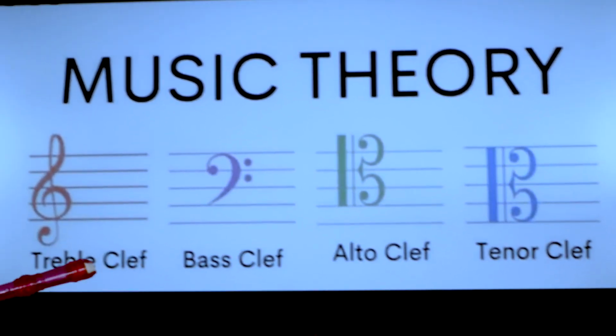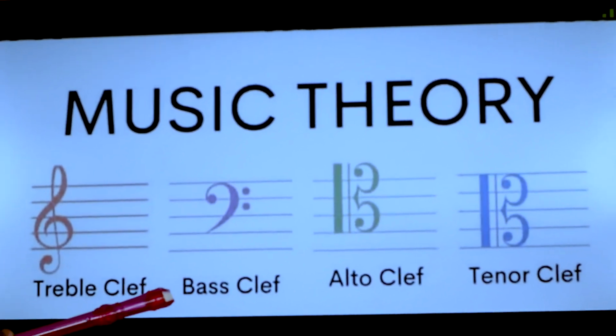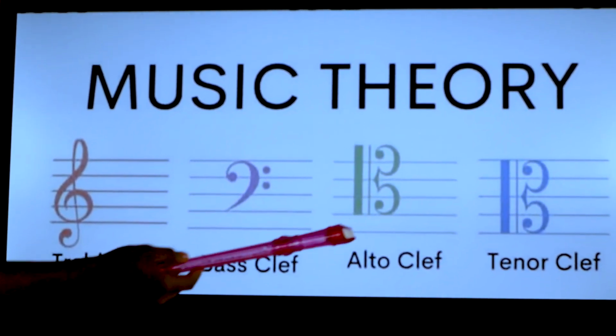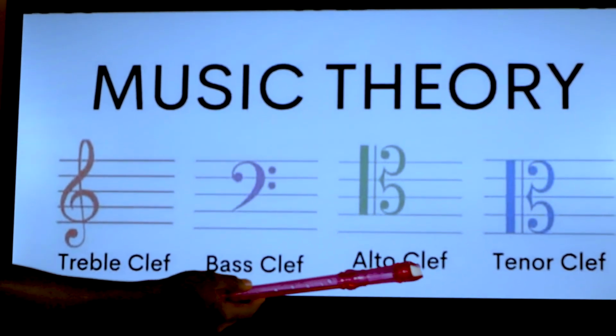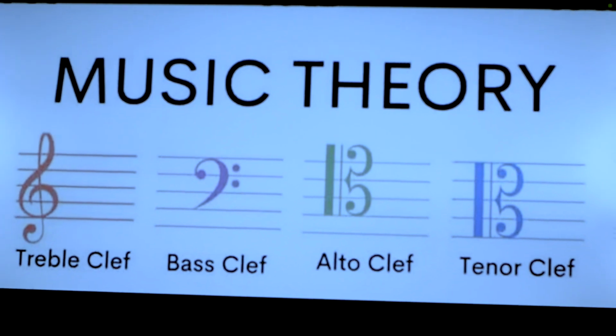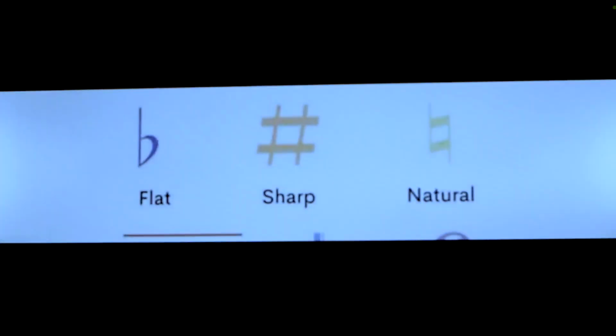So we have the four musical staffs. We have the treble clef staff for higher voices, then for lower voices we have the bass clef staff, then the alto clef staff for alto voices, then for tenor voices we have the tenor clef staff.